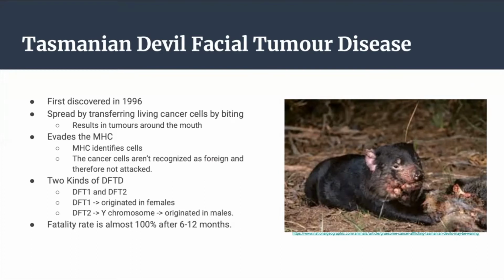It was recently discovered that there are two versions of transmissible cancers within the Tasmanian devil population, DFT1 and DFT2, both being entirely separate from one another. DFT1 is believed to have originated in female Tasmanian devils, while DFT2 carries a Y chromosome, meaning it most certainly originated in male Tasmanian devils. The fatality rate of infected Tasmanian devils is almost 100%. The average amount of time between noticing a Tasmanian devil is infected and the time that they pass away from the condition is approximately 6 to 12 months.